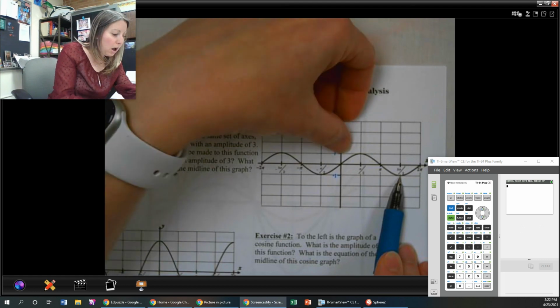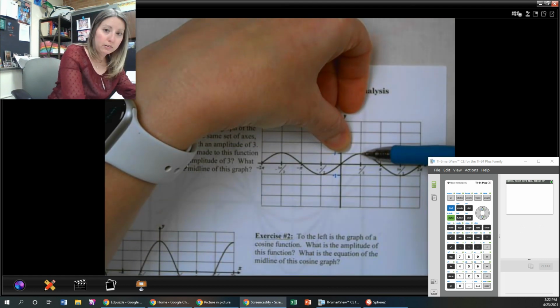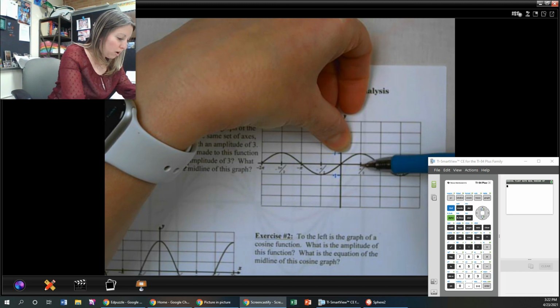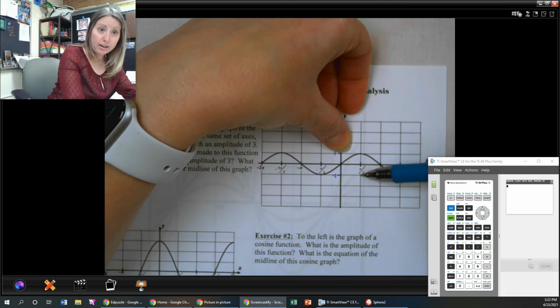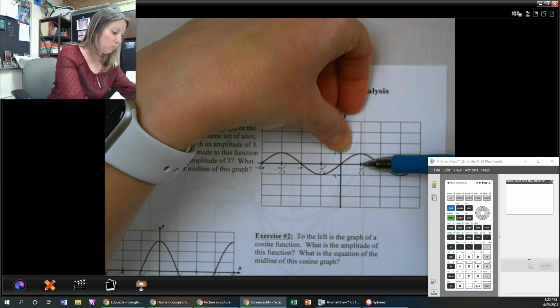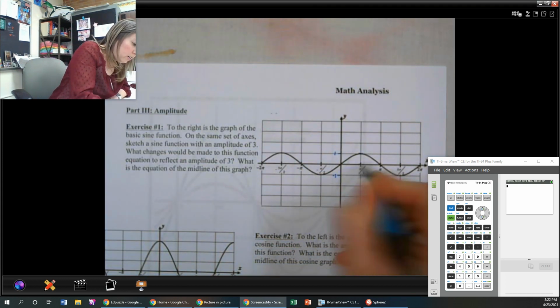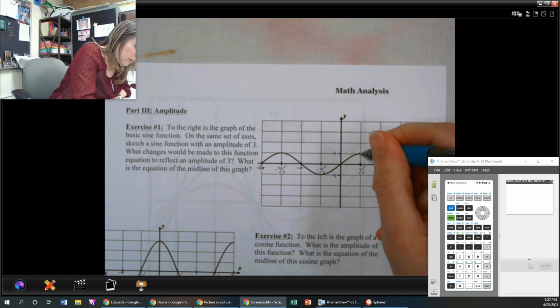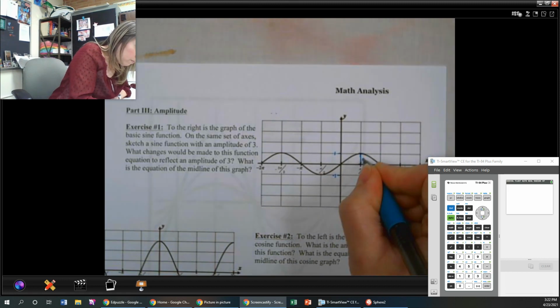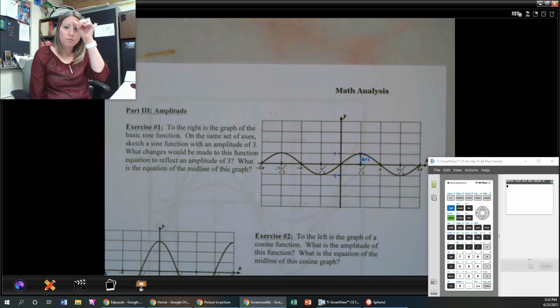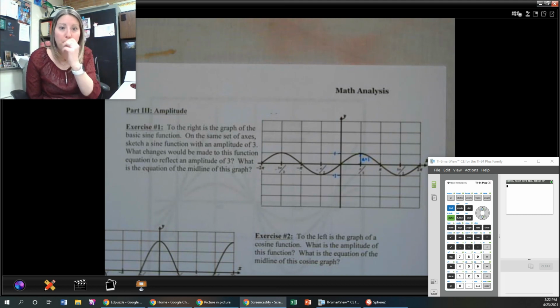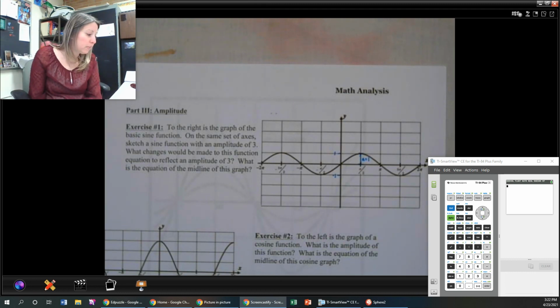And if I counted from the max down to the min, 2 places, I take half of that, that's its amplitude. Because the amplitude is from the midline to the maximum. This is considered the amplitude. Okay, that's considered the amplitude from the minimum to the maximum. From the midline to the maximum. Okay.